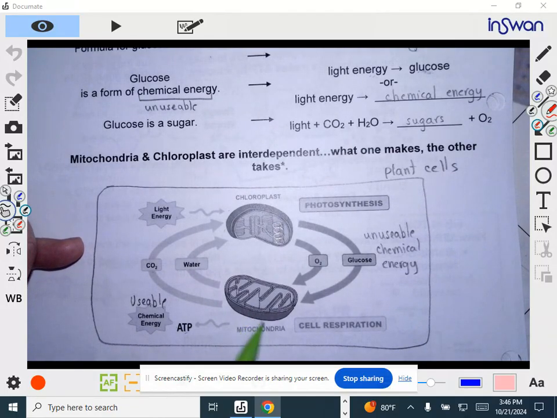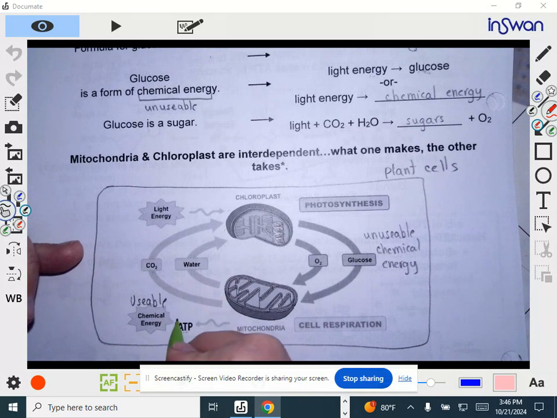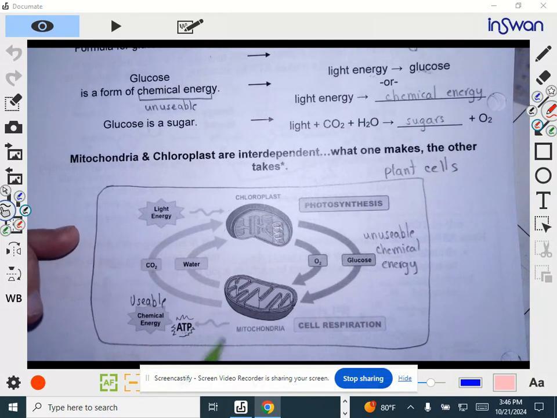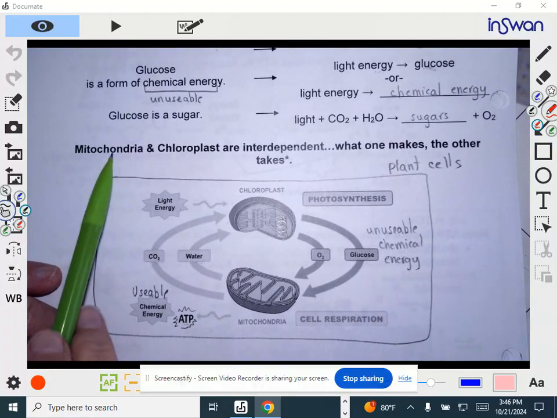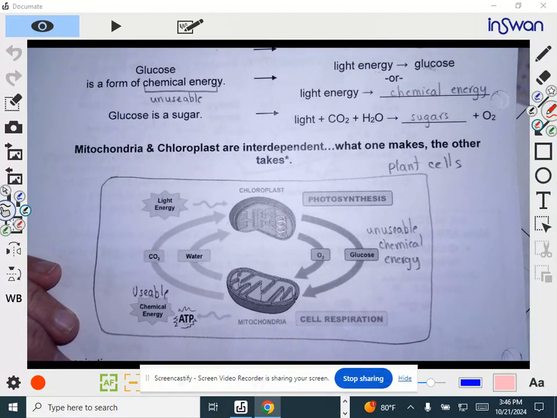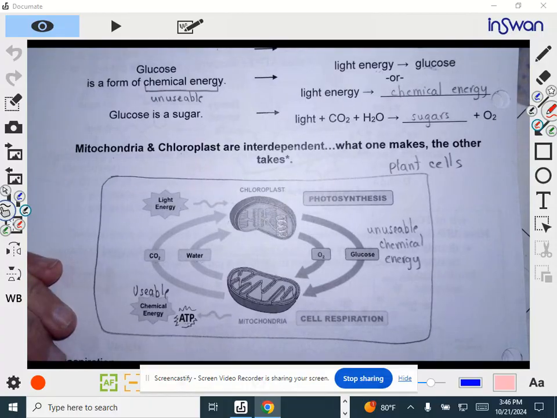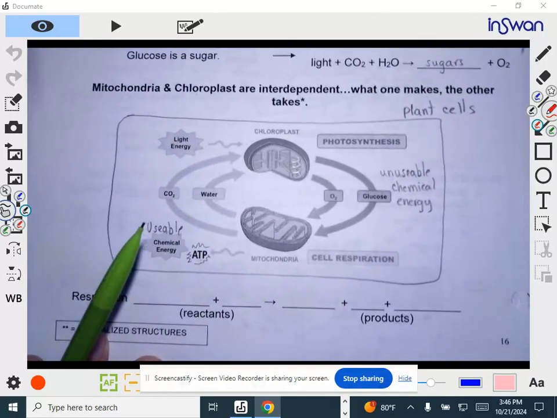So the mitochondria is going to do cell respiration. It can take in the oxygen and the glucose, and then it's going to make ATP. And again, this is really why cells have to do respiration, is they need ATP, but they also make CO2 and water as a byproduct. But again, these are the things that the chloroplasts need. So one thing to point out, we say that the mitochondria and chloroplasts are interdependent. What one makes, the other takes, okay?